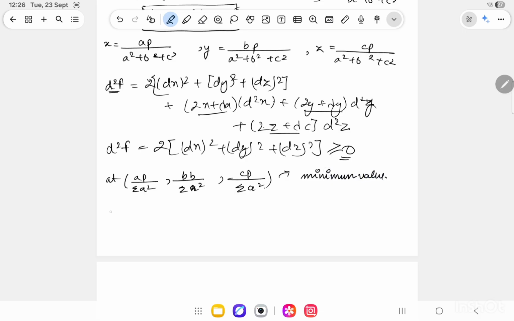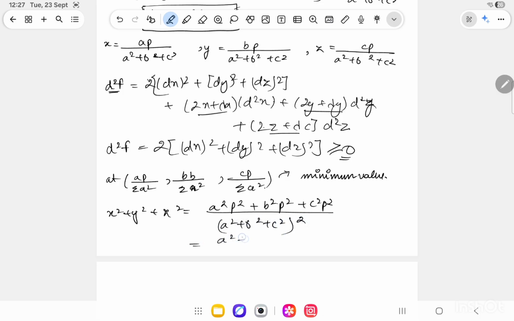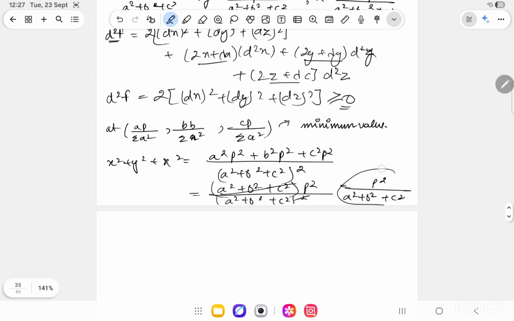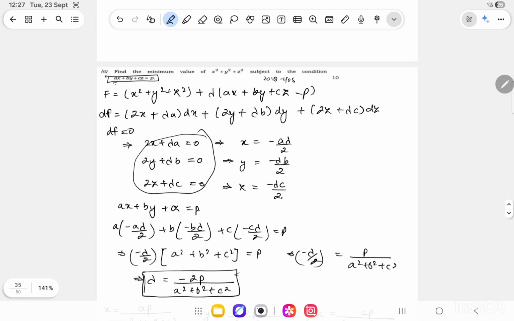and that value will be x square plus y square plus z square, which is a square p square plus b square p square plus c square p square divided by (a square plus b square plus c square) whole square, that is (a square plus b square plus c square) into p square divided by (a square plus b square plus c square) whole square, and this basically gives me p square divided by a square plus b square plus c square. So this is basically the minimum value that the function x square plus y square plus z square can attain under this condition. So let's move on to the next question.